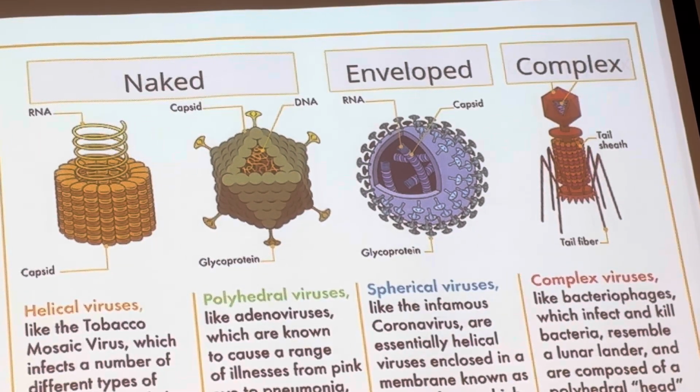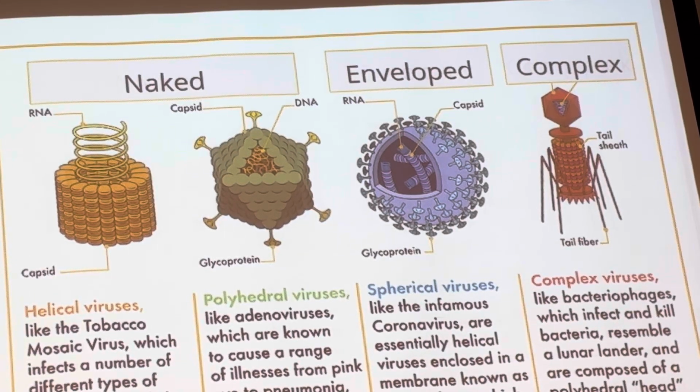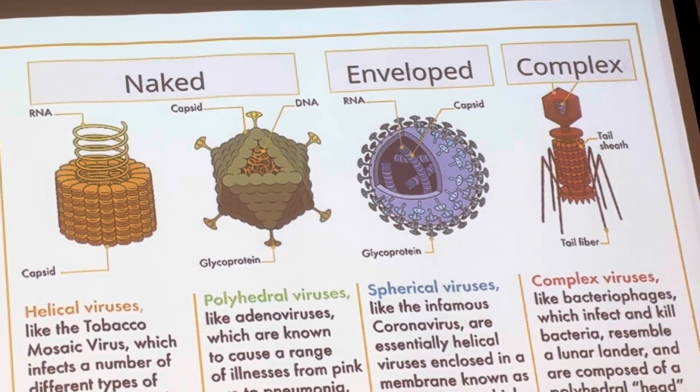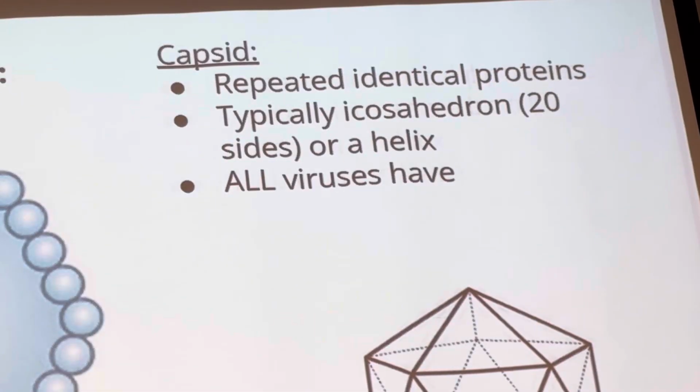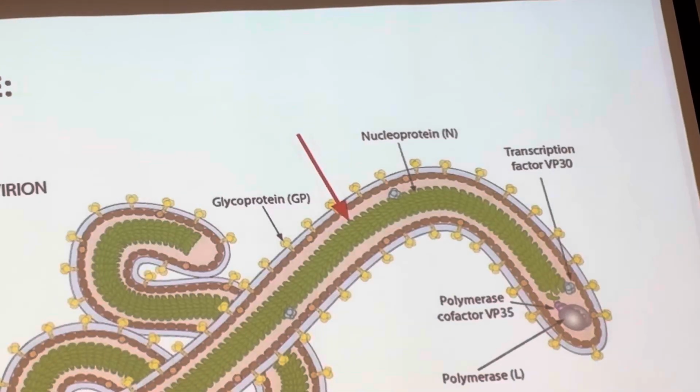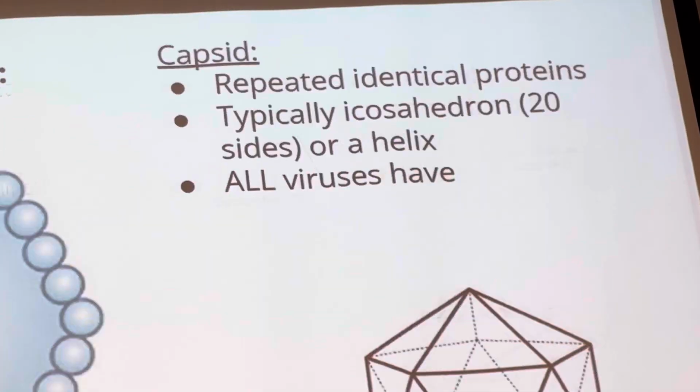The two main ones that make us sick, well, there's four options: polyhedral naked, polyhedral enveloped, helical naked, helical enveloped. So there's four main types. Okay, let's finish talking about capsids and then we'll be done.